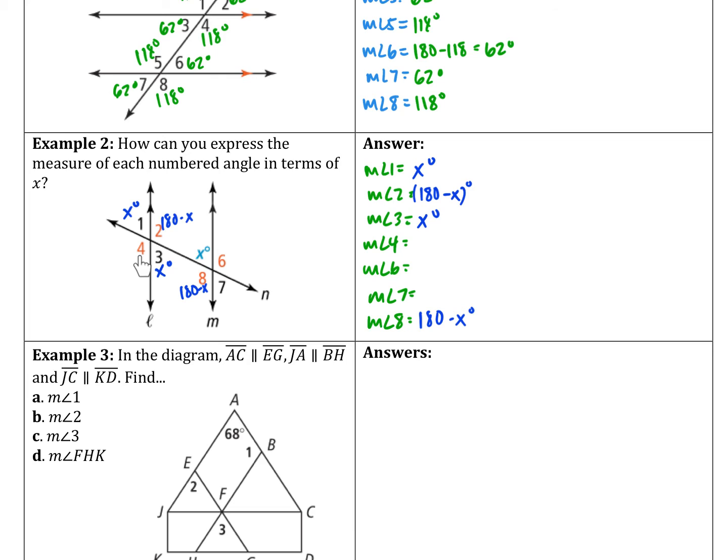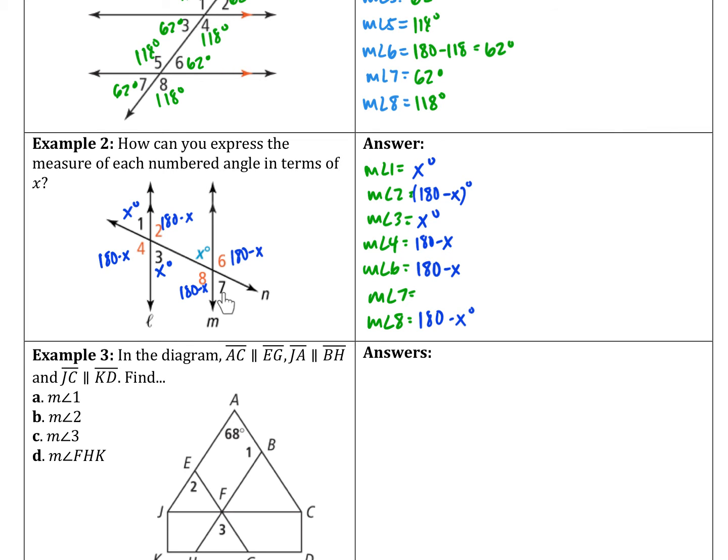How about angle 4 now? Angle 4 and angle 8 are corresponding, so they should be equal to each other. So angle 4 should have a 180 minus x. Angle 6 would be an alternate exterior angle with angle 4. So alternate exterior angles are congruent when my lines are parallel. So angle 6 would be 180 minus x.